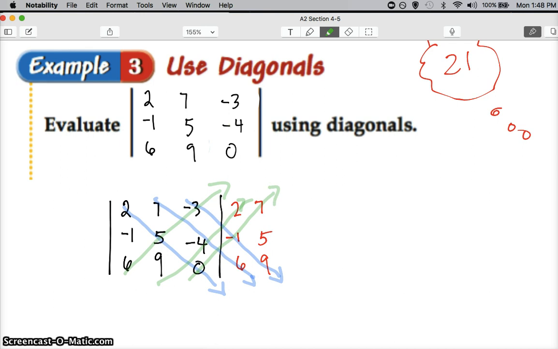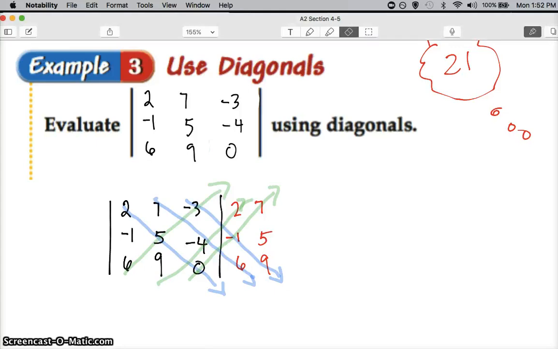So that's really it. The technique is to rewrite the first and second column right after the original determinant, and then you draw these diagonals. When we multiply downward, whatever sign you get, that's fine. You're going to add all of these values together, and then subtract all of these values together. So here's what I have.